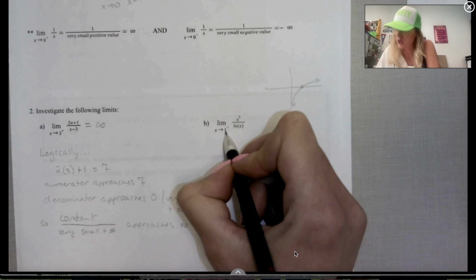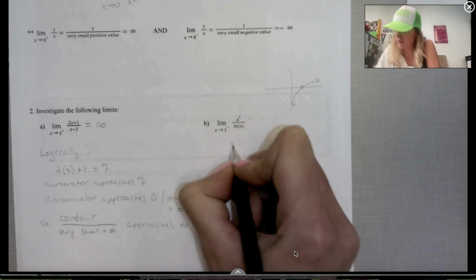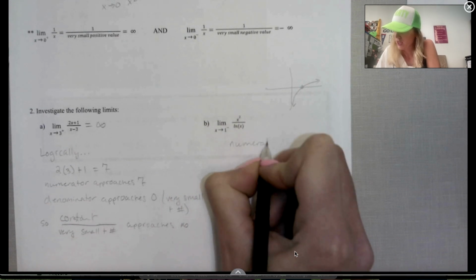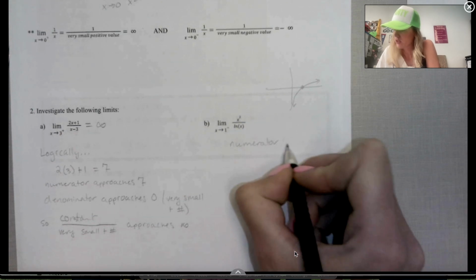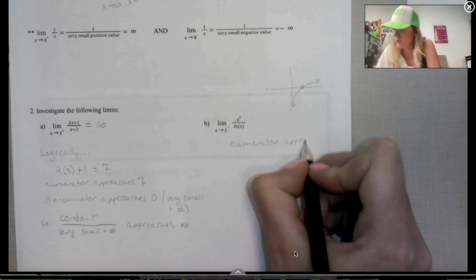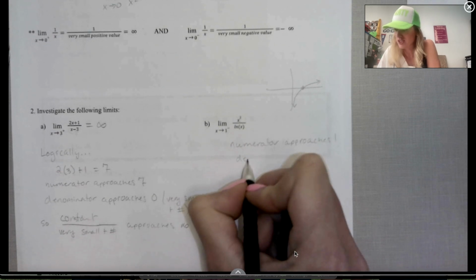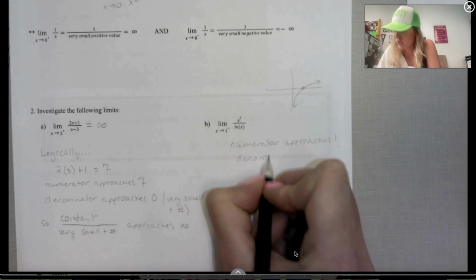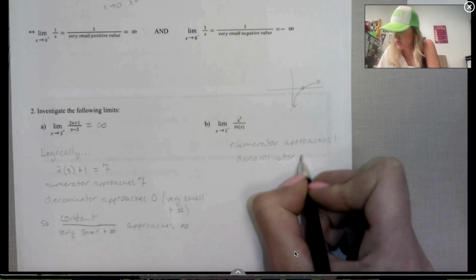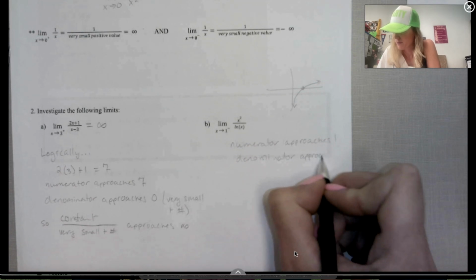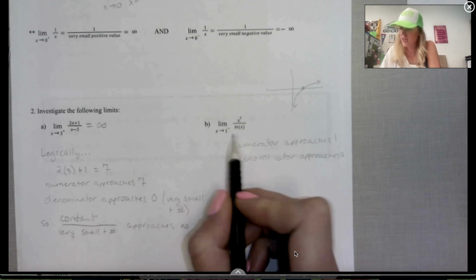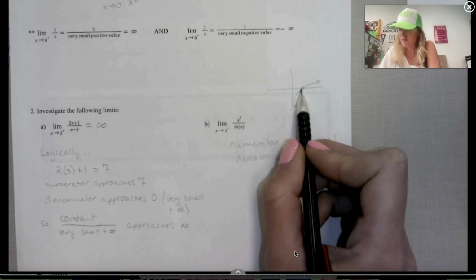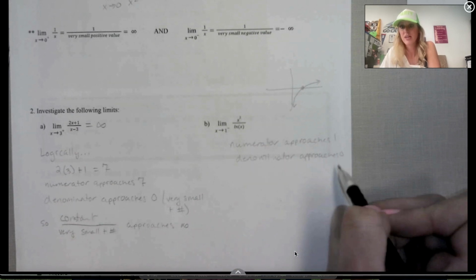If I think about the numerator, if I plug in 1, the numerator approaches 1, right? 1 squared is 1. And the denominator approaches 0, but again, it's going to be a very small negative value. So we're going to have a constant divided by a small negative value. That's the situation. So we're going to get negative infinity.